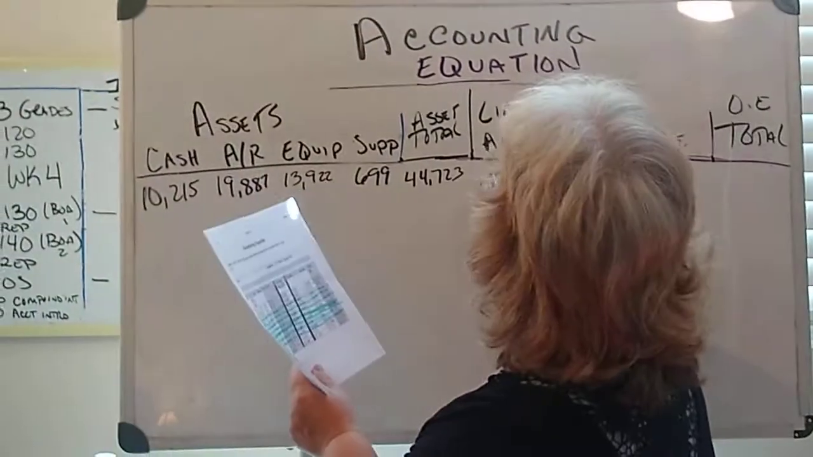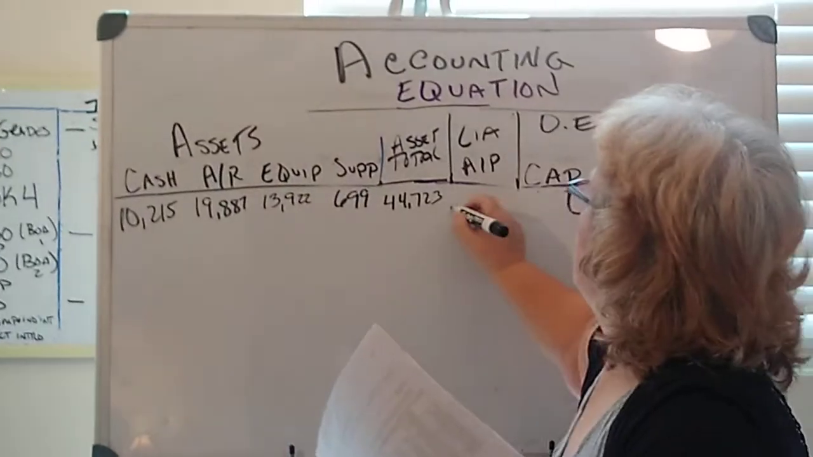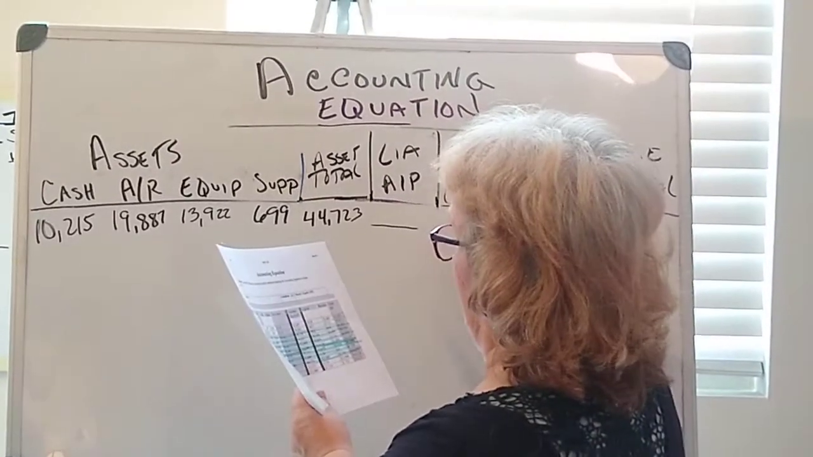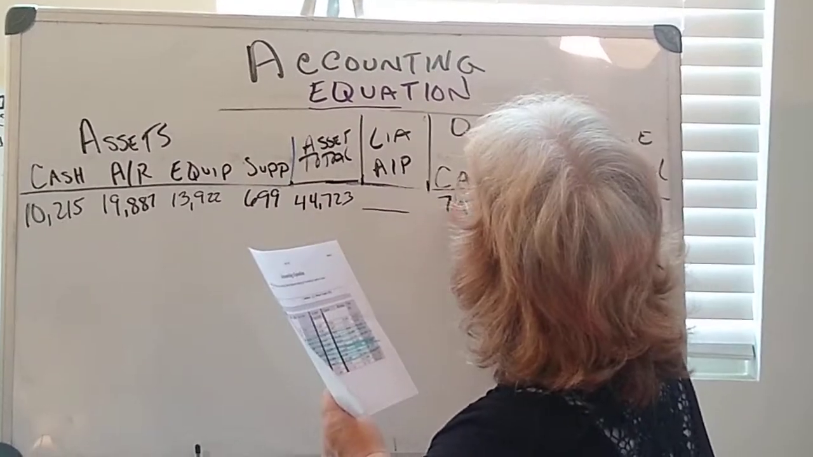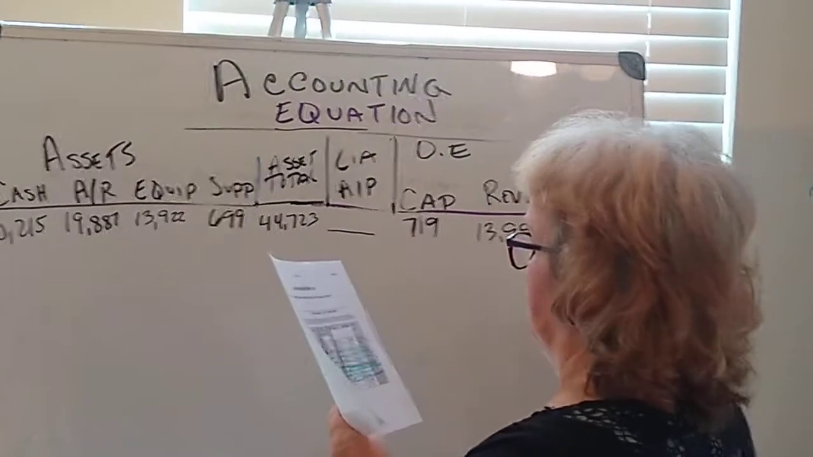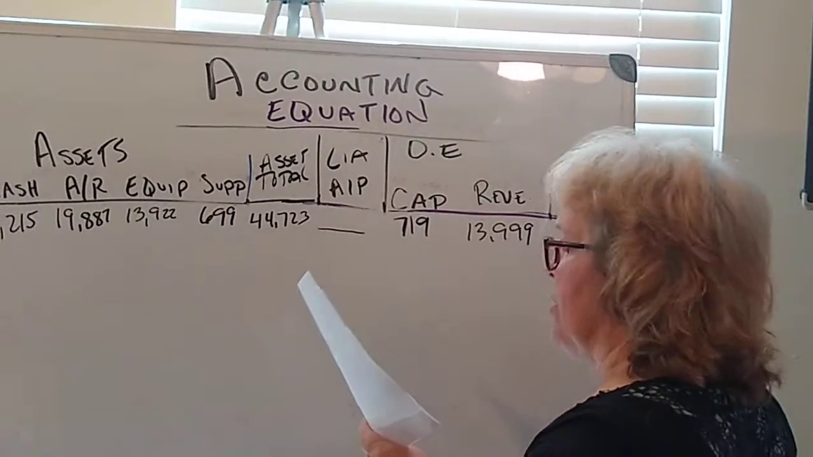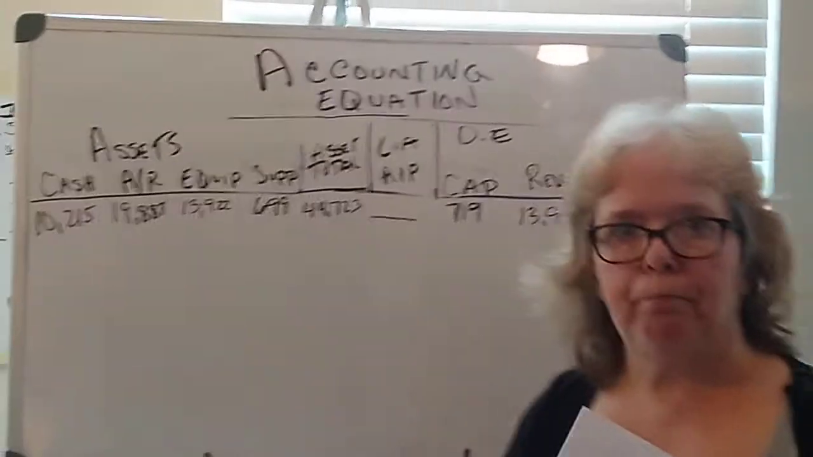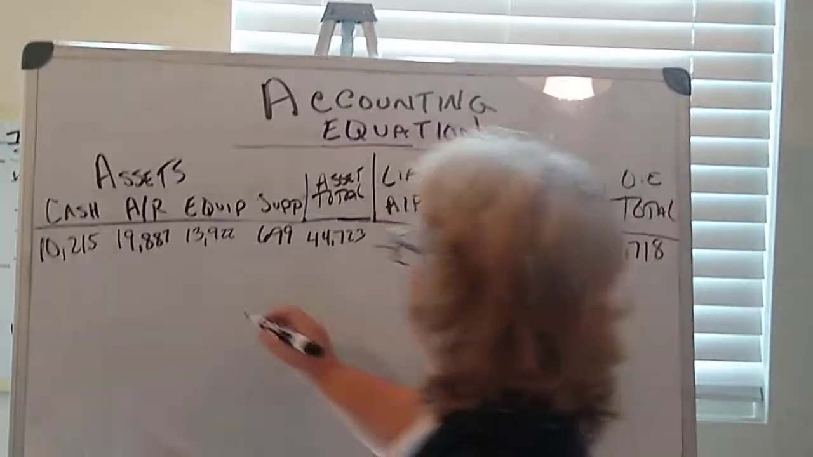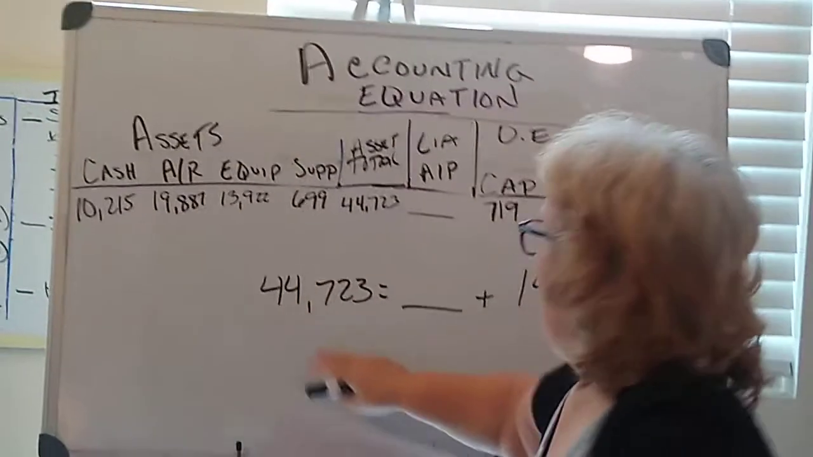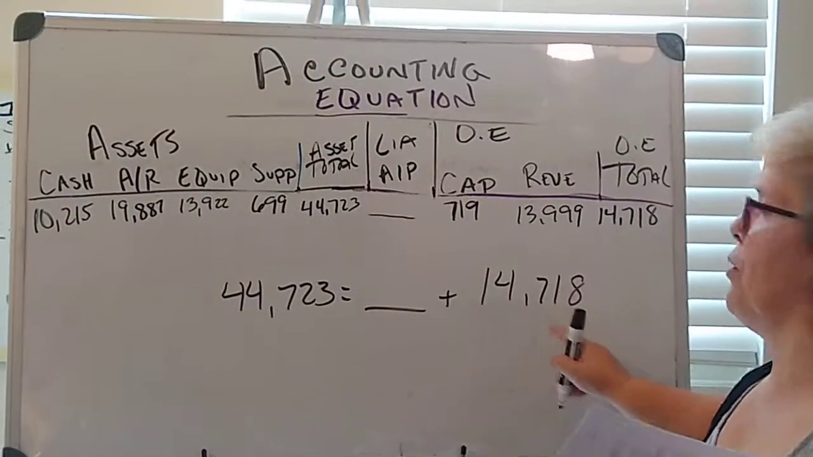Accounts payable, liability, is missing. We have under capital 719, and we have 13,999, giving us a total owner's equity of 14,718. So all we need to do is figure out our liability. So take our total assets, right? 44,723 equals liability plus 14,718. Assets equals liability plus owner's equity.